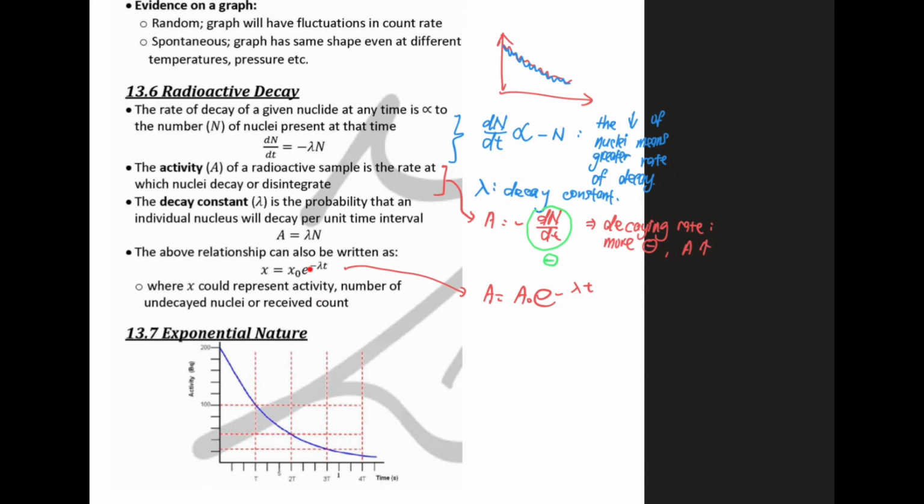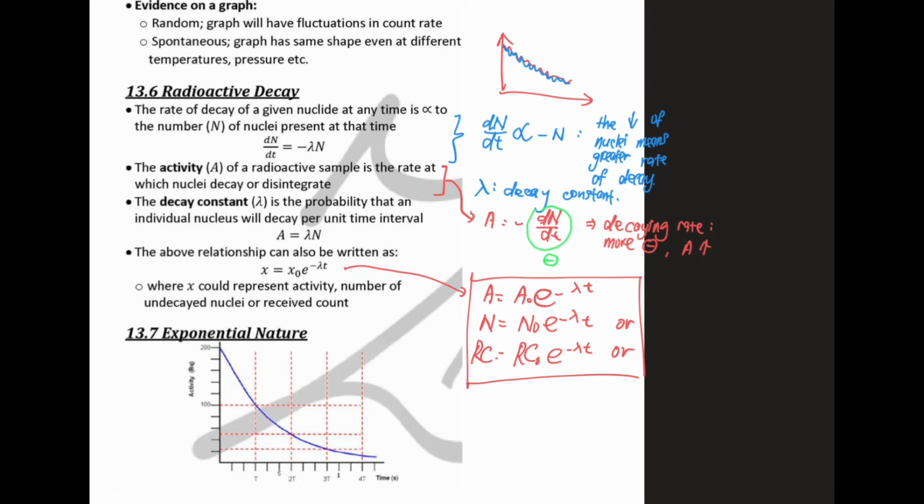Receive count is not lambda. Let's say receive count, I don't know what symbol they use. Let's say I just call it RC, receive count. So that means that formula, right? You can change it to n equal to n naught e minus lambda t, or receive count equal to original receive count e to the power of minus lambda t. So we have many options to replace the x and the x naught.